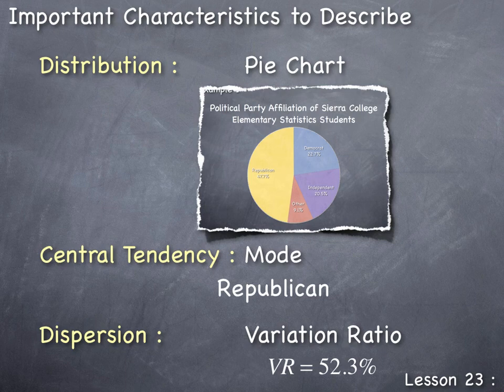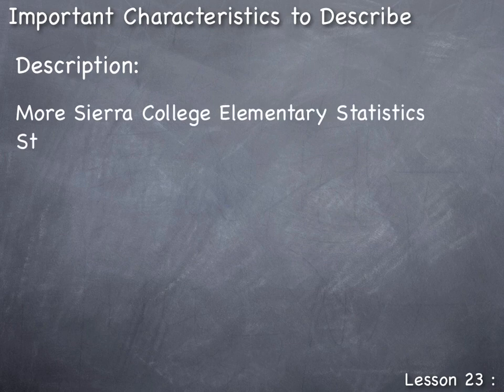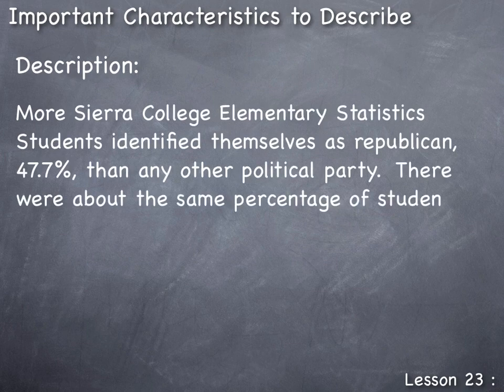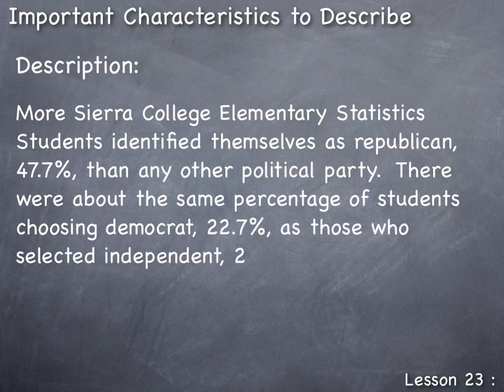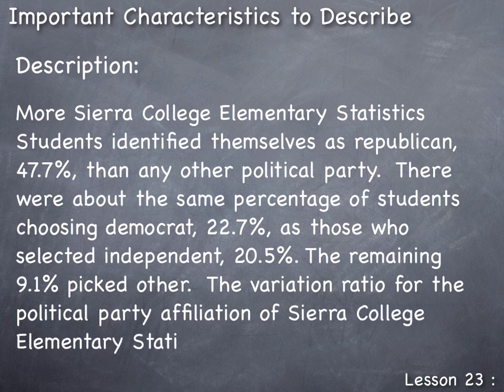Now, if we use words of the problem to describe each of these characteristics, we can get an overall description of this data. More Sierra College Elementary Statistics students identified themselves as Republican, 47.7%, than any other political party. There were about the same percentage of students choosing Democrat, 22.7%, as those who selected Independent, 20.5%. The remaining 9.1% picked other. The variation ratio for the political party affiliation of Sierra College Elementary Statistics students was 52.3%.